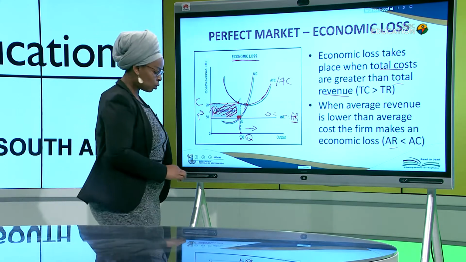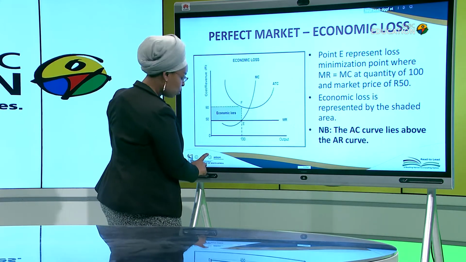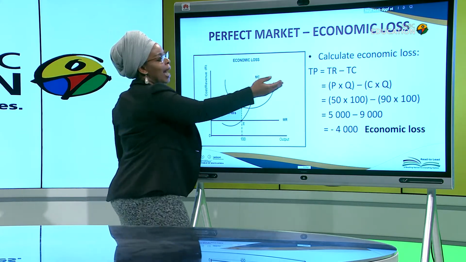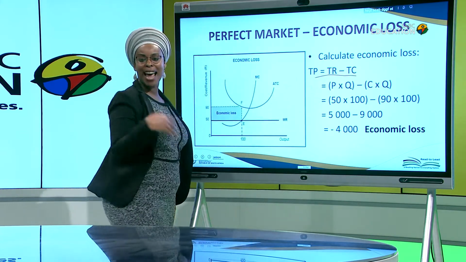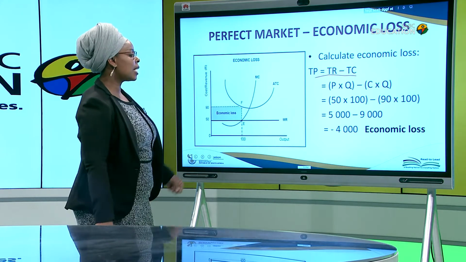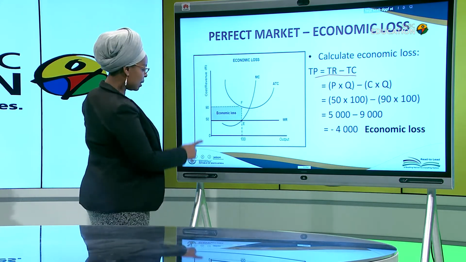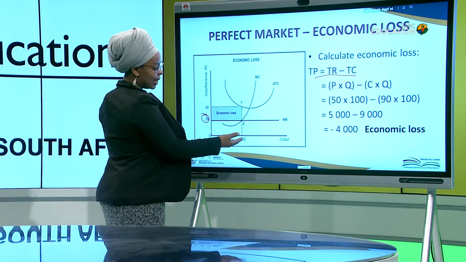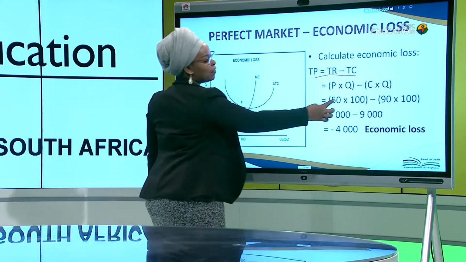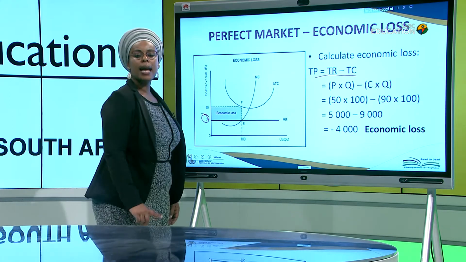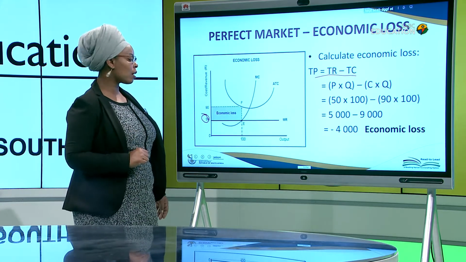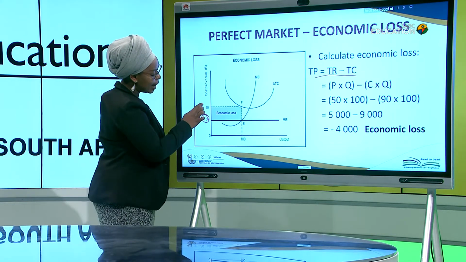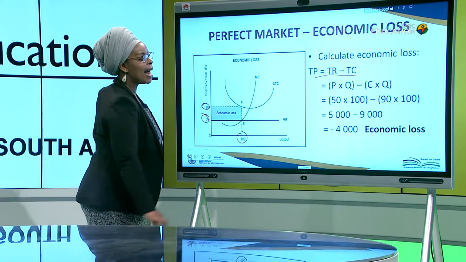But losses must also be calculated. Okay, when we calculate, same formula, by now you know it by heart. Then you will say price multiplied by quantity. Where is our price? This is our price. Where is our quantity? This is our quantity. It will be 50 multiplied by 100. And then when you calculate your total cost, your average cost, then you'll say 90 multiplied by 100.